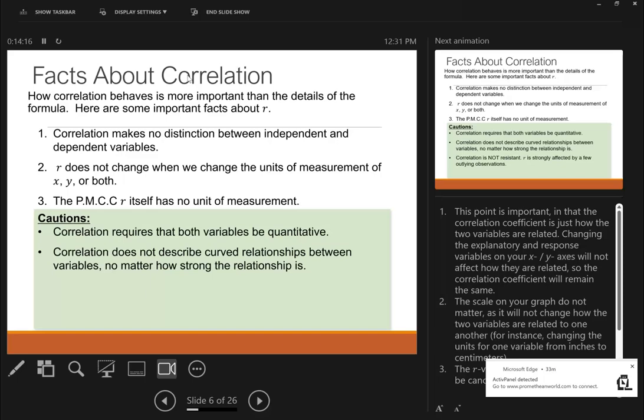The R statistic does not describe curved relationships between variables, no matter how strong that relationship might look. So using R to try to decide if something is quadratic or exponential or logarithmic will be relatively ineffective. Okay? You need a different statistic to measure that relationship, and there is another one.